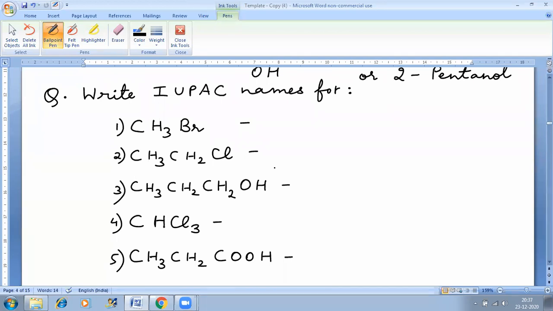First one. Bromomethane. Only one carbon atom is there. That means meth will be the word. Bromine, so bromo. Bromomethane. Second one. Chloroethane. Yeah, chloro. There are two carbon atoms, one, two. So ethane.